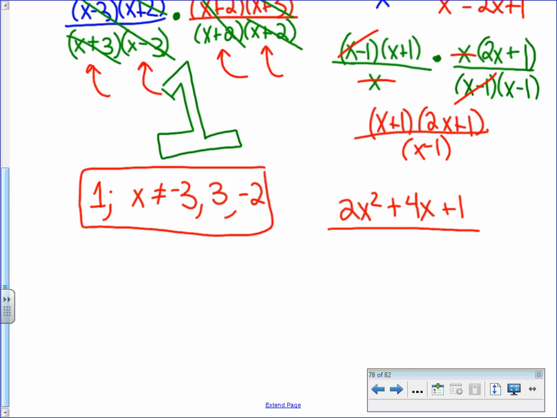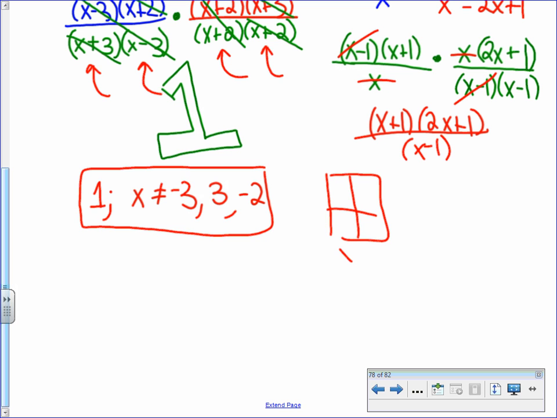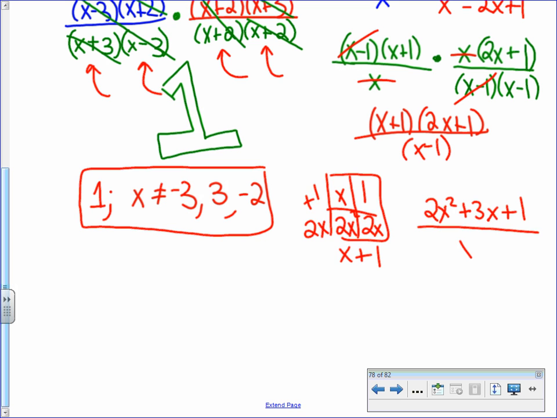Oh, I'm sorry, I made a mistake. Go back. Let's actually use the box here because I just made a mistake. X plus 1, 2x plus 1, 2x squared, x, 2x, 1. So I have 2x squared plus 3x, there we go, plus 1, all over x minus 1.